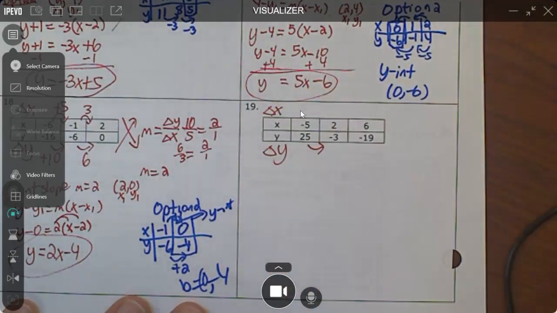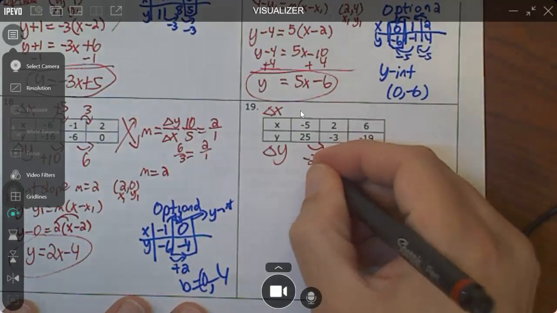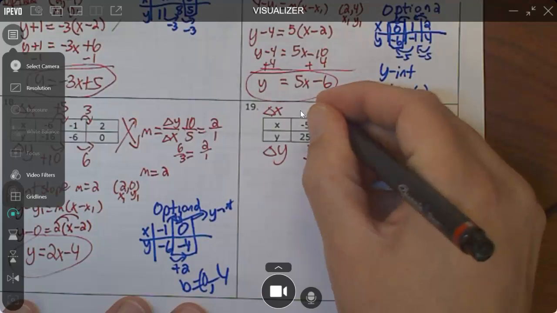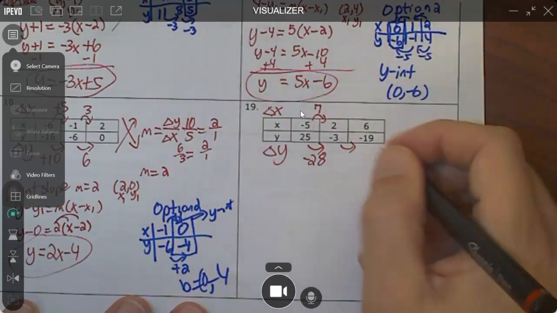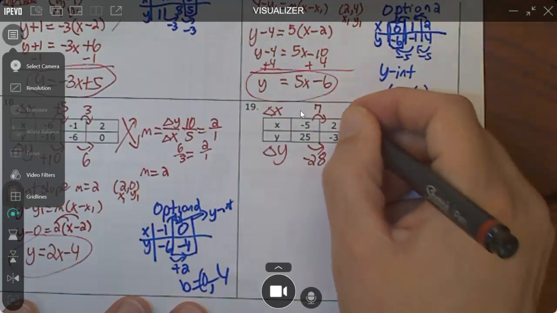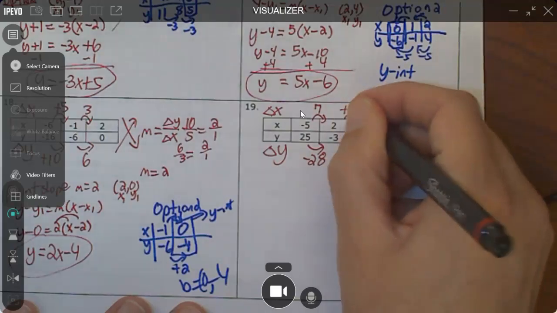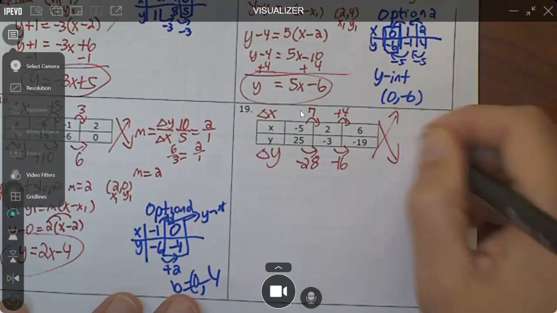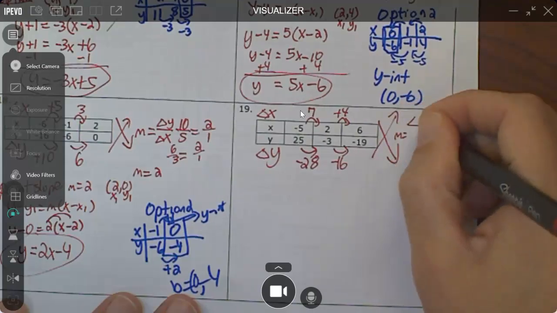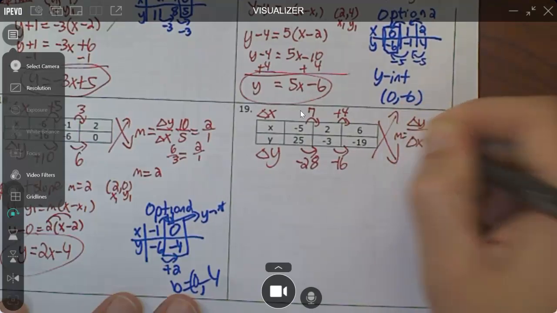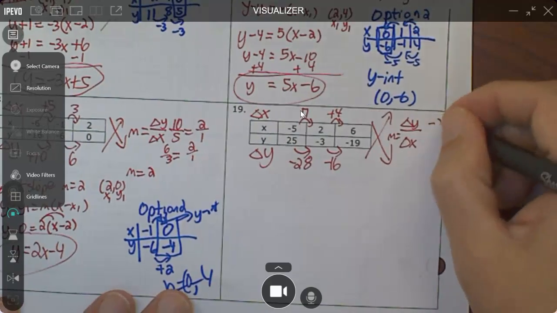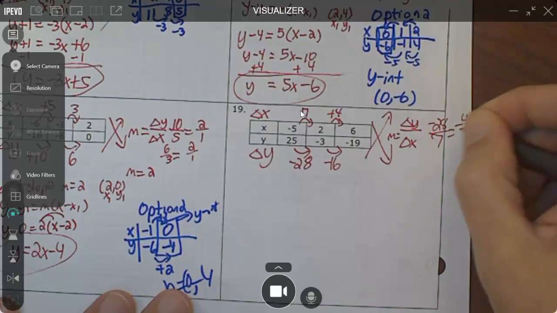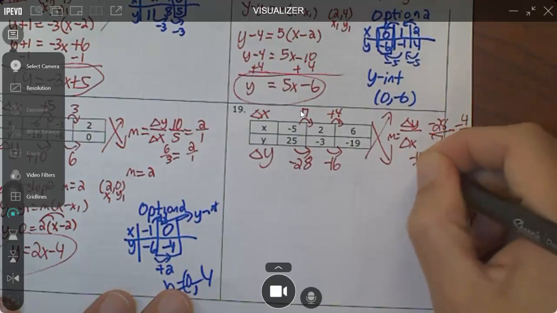Okay, how much did that drop? Oh, that dropped 28. How much did that go up? That went up 7. Ooh, that dropped 16. That went up 4. So remember, changing Y up top, changing X on bottom. So I got negative 28 over 7. It's negative 4 over 1, and it's consistent.